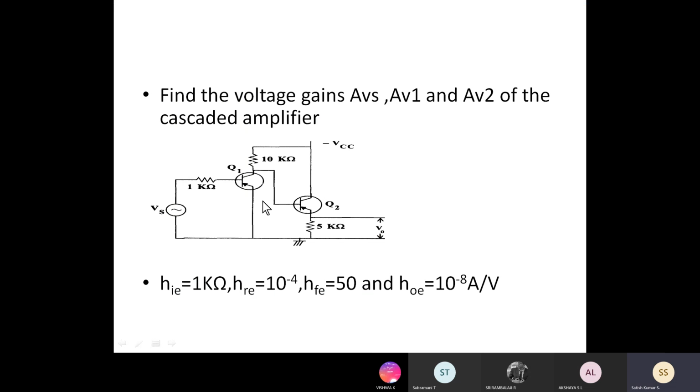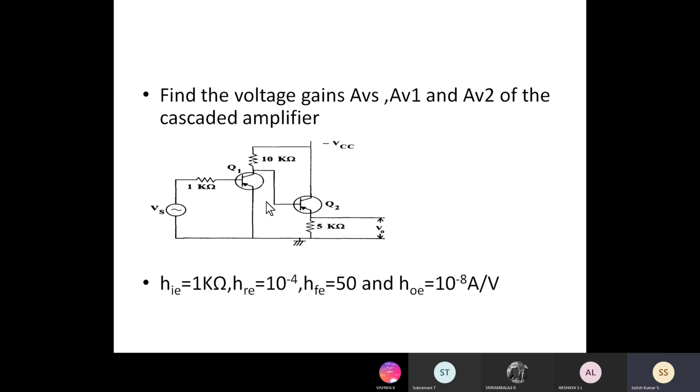So this is that problem. The problem given is a cascaded amplifier. Will you please look into that diagram? They are given two transistors, one is Q1, another one is Q2. Okay. They are taken as NPN transistors because the arrow is pointing inside.